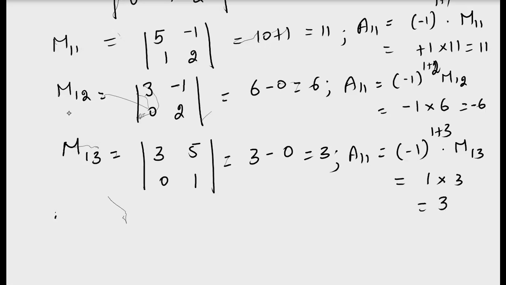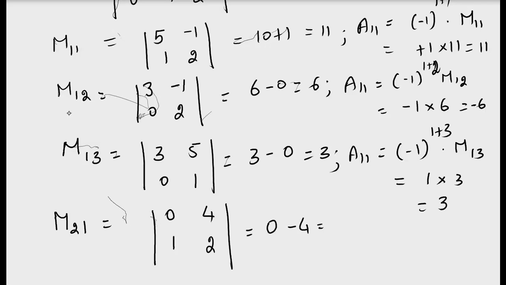Next, let us go with the second row, first column, that is M21. Now you will have to leave the second row and the first column. So that would give you 0, 4, 1, 2, which is equal to 0 minus 4, which is equal to minus 4. Now A21 is equal to minus 1 to the power of 2 plus 1 into M21, which is equal to minus 1 into minus 4, which gives you 4.